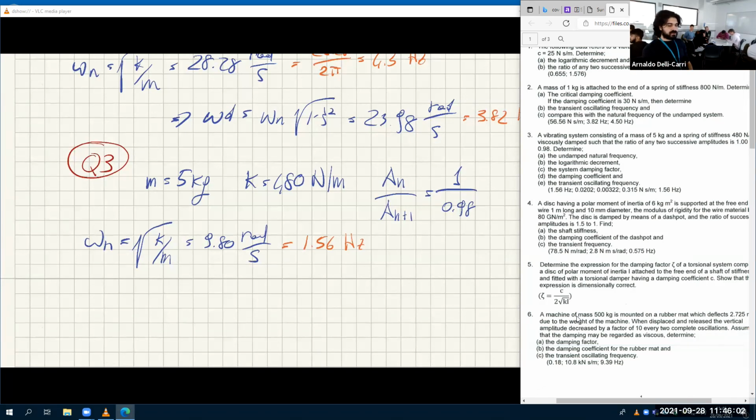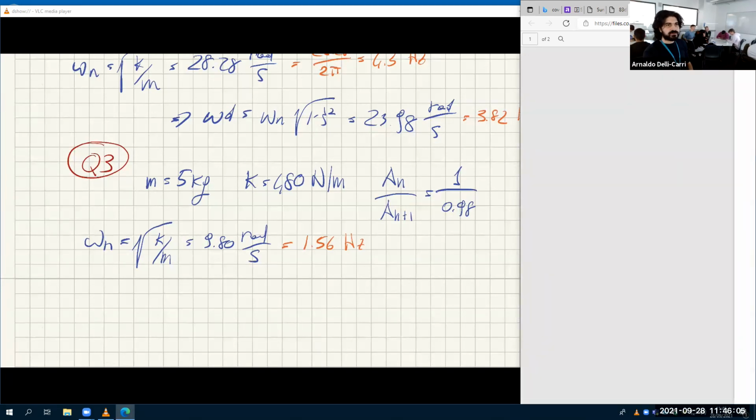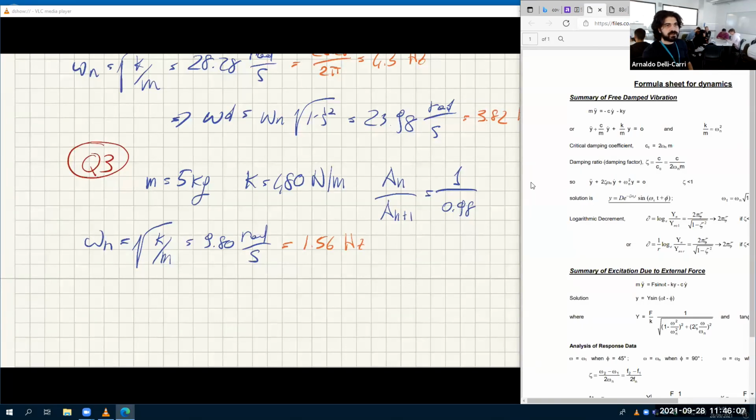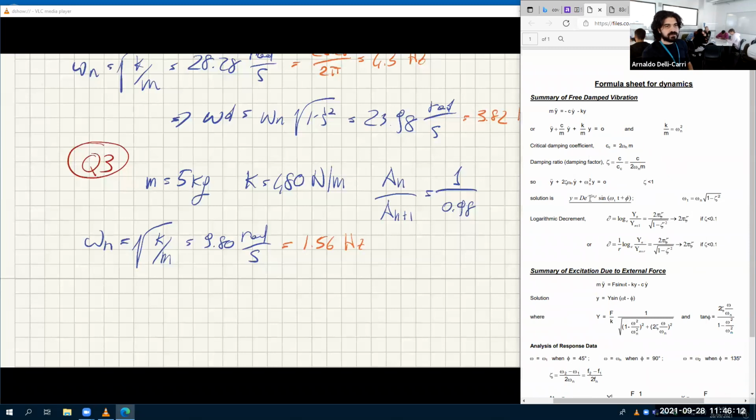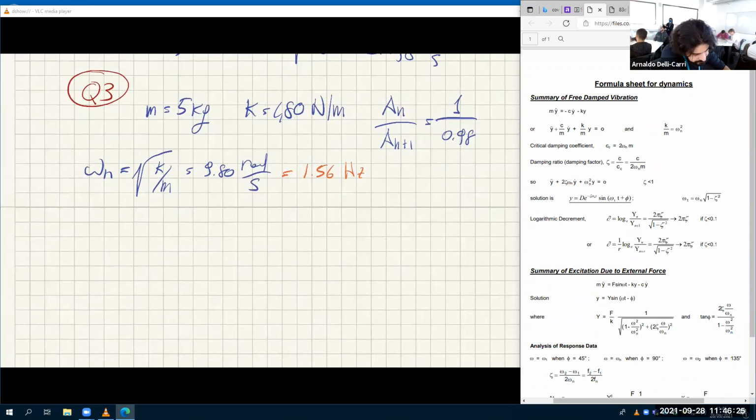Okay. So if you go on the formula sheet, you look at the logarithmic decrement, it's the log of two successive amplitudes. We have two successive amplitudes ratio. So we just take the log of this to find delta. Delta equals the log of this beast, the log of 1 over 0.98.